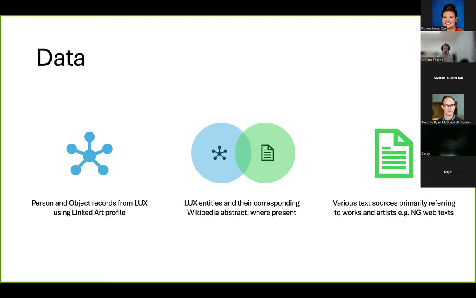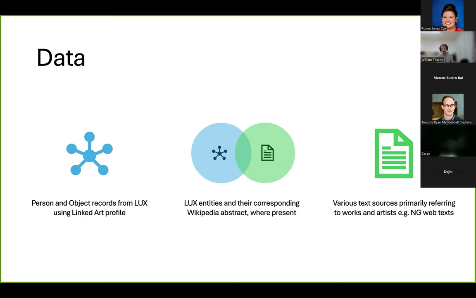So probably more interesting to a lot of you is the data that we're using. I know I can't make any mistakes with Lux information here because there's a very significant person in Lux. But we've got a collection of person and object records from Lux, which are in the linked R profile. And we can add a lot more person and object records. But the main point is that at the moment we're sticking to these two types because they're quite easy to define and understand as we try and learn how the model behaves and how to teach the model to do something useful.